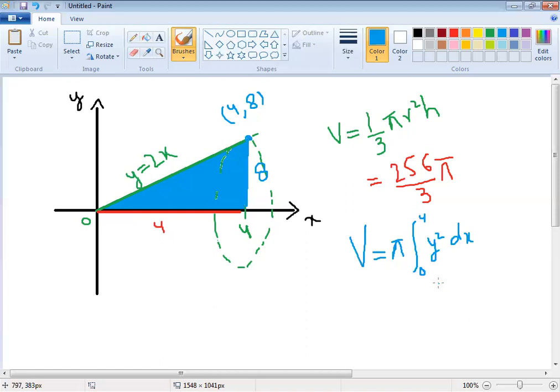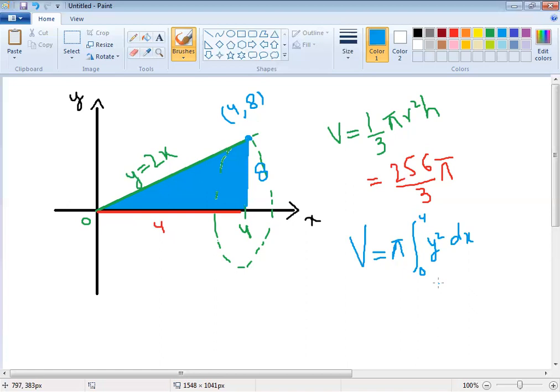Why are you squaring y? Because when we were doing this in 2 dimensions, finding area, we were just integrating y with respect to x, that was getting us our area. Now we integrate the square of y with respect to x, and you get this entire volume.